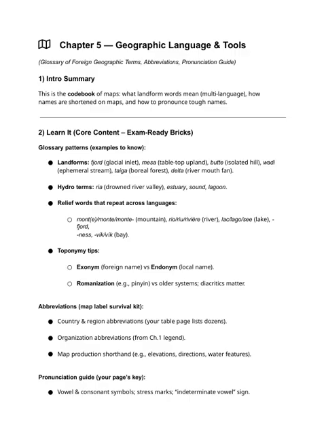For landforms, remember words like fjord, which is a glacial inlet, or mesa, which is like a tabletop upland. Other examples include butte, which is an isolated hill, and wadi, an ephemeral stream that flows only after rain. For water-related terms, we have ria, a drowned river valley, estuary, sound, and lagoon. Relief words tend to repeat across languages.